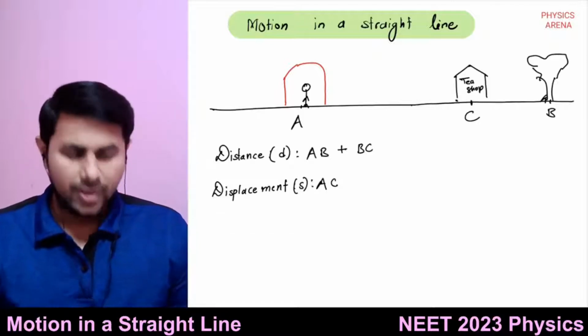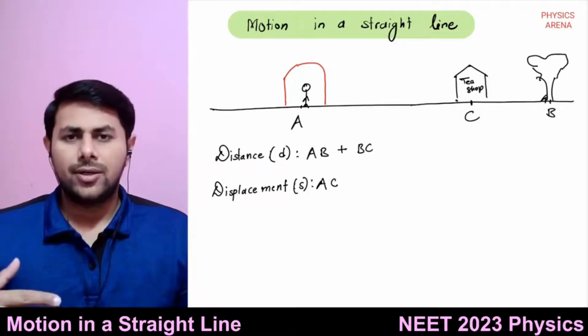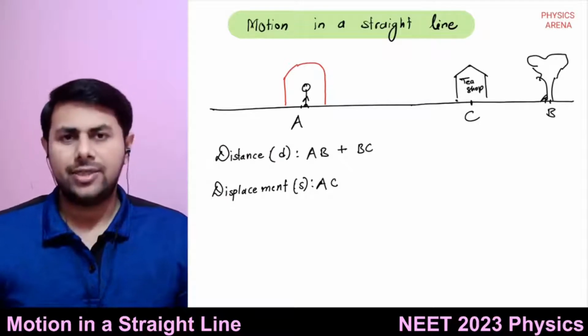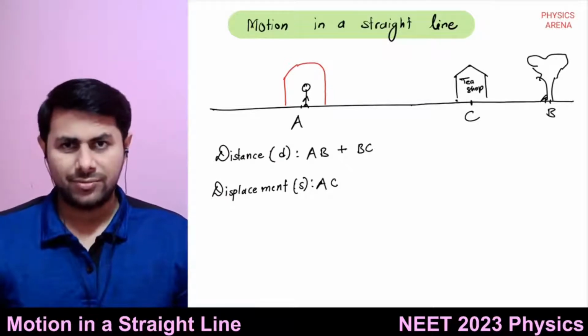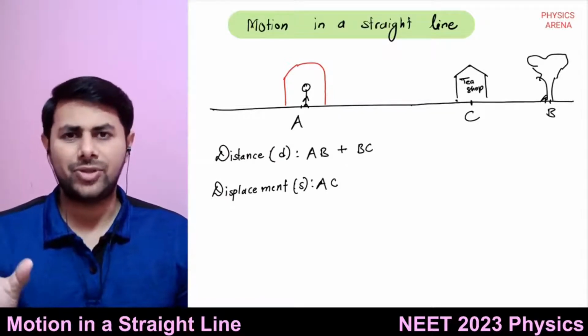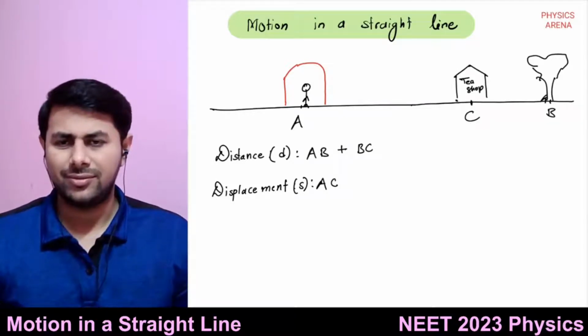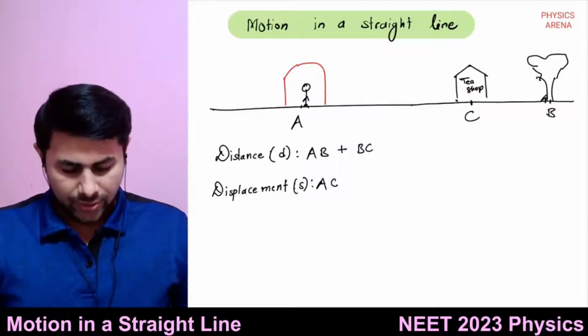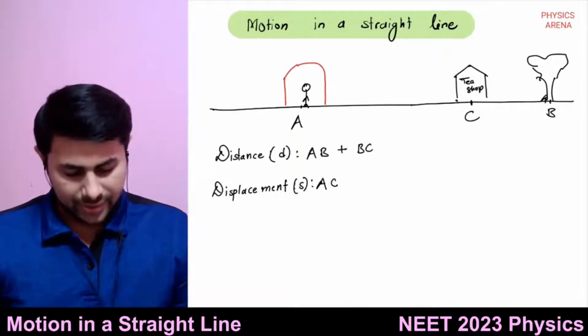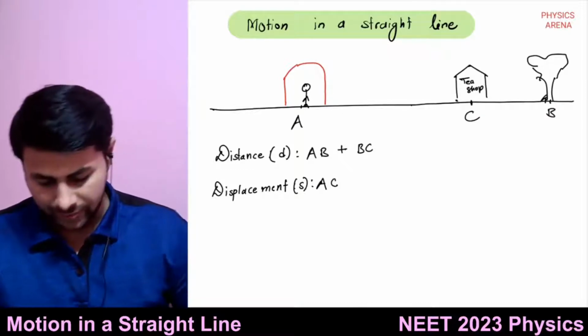Sometimes the distance and displacement can be equal, but most of the times displacement will be shorter compared to the distance covered. Do you agree with this? Yes, sir. All right. Then we can define speed and velocity for this motion.